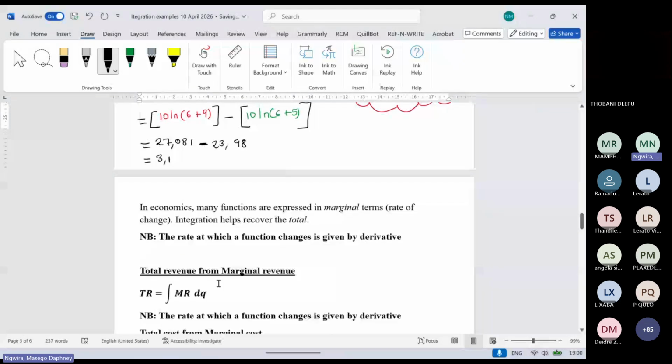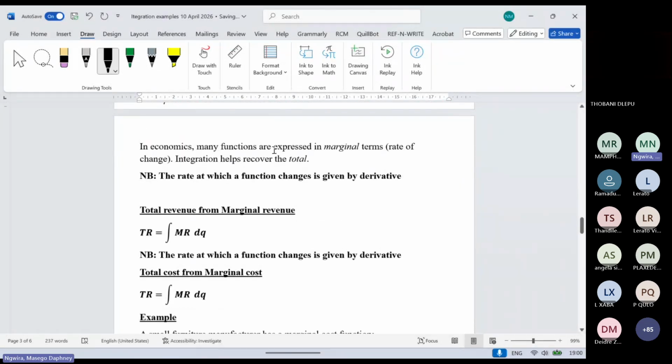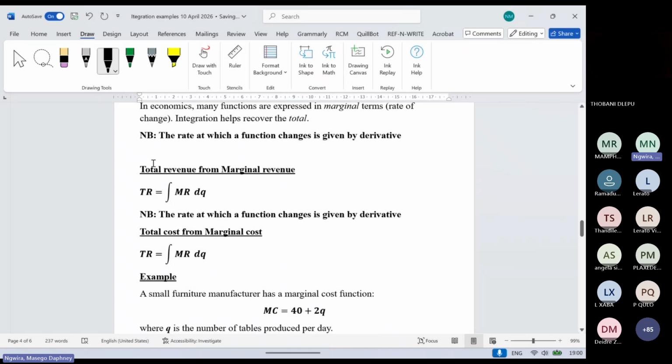All right. So they're saying in economics, many functions are expressed in marginal terms, rate of change, and then integration helps recover the total. So note that the rate at which a function changes is given by the derivative. So every time they mention the rate of something, it means you need to derive that function. Please note that.